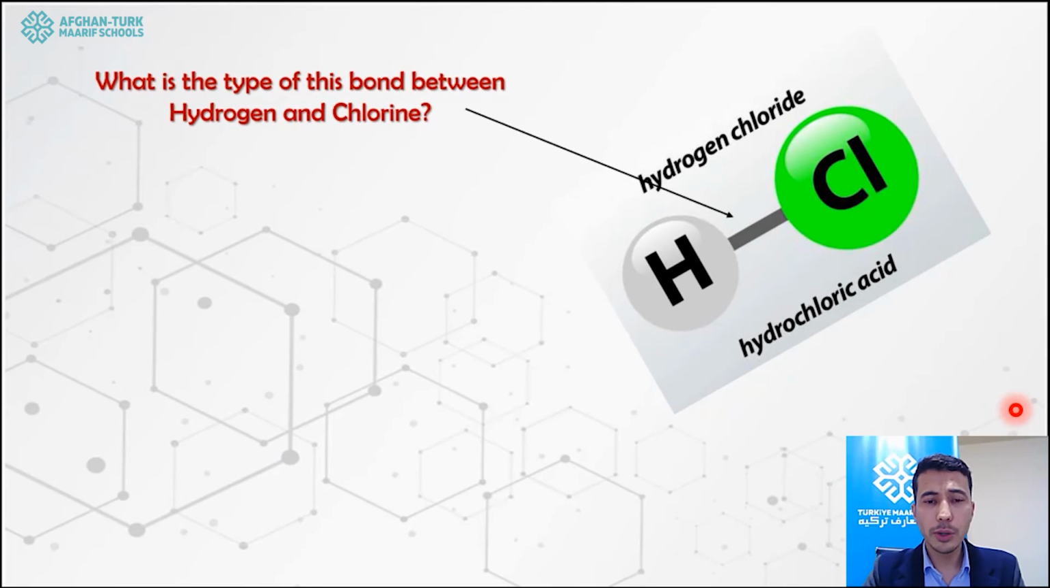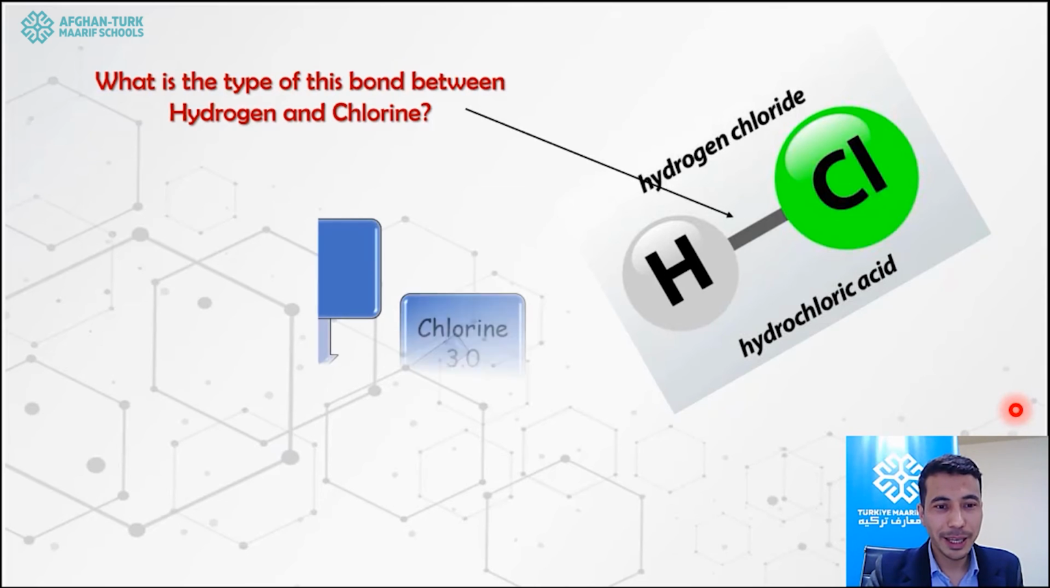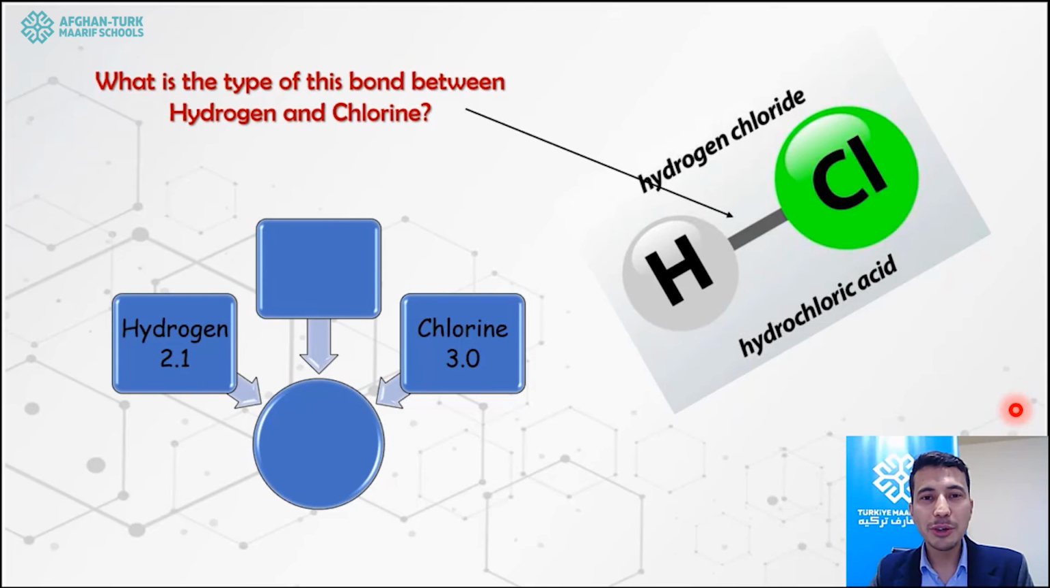What's the question? Oh, it's between hydrogen and chlorine. What's the type of this bond between hydrogen and chlorine? Can you guess? Let's solve it. The electronegativity of hydrogen is 2.1 and the electronegativity of chlorine is 3.0. What's the difference between 2.1 and 3.0? It is 0.9. Exactly. The electronegativity difference is 0.9.